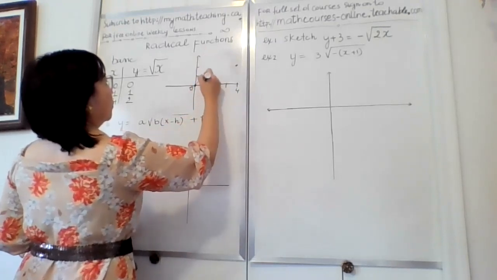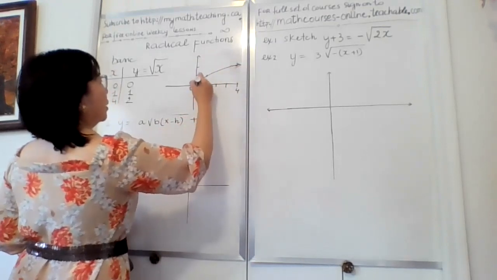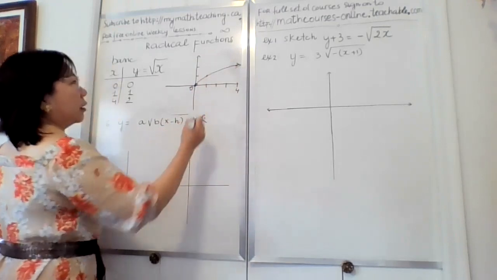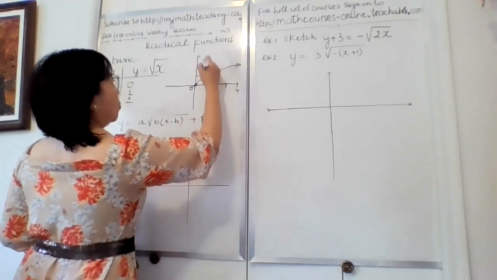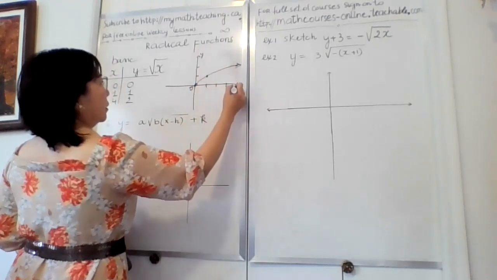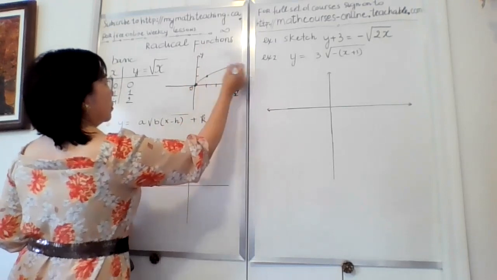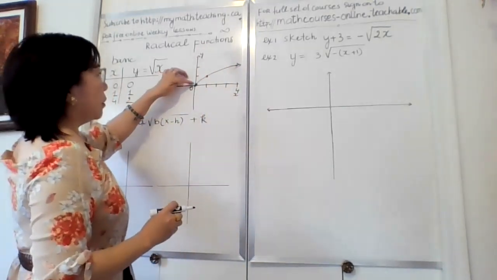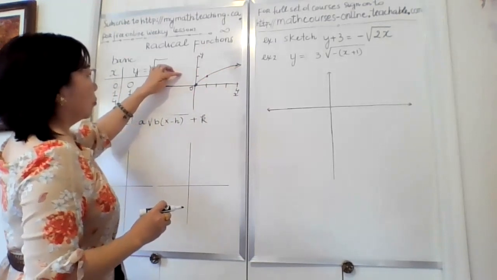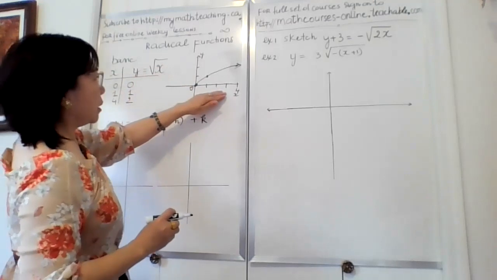So the basic radical function has a shape like that. It's always like a curve, right? Slightly bending away from the y-axis, above the x-axis, and stopping at 0. Now, we will not have the x value at the negative.